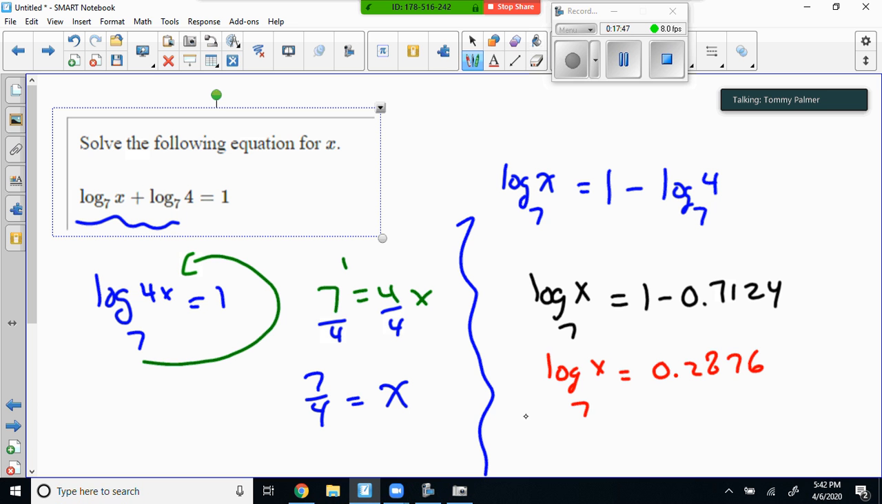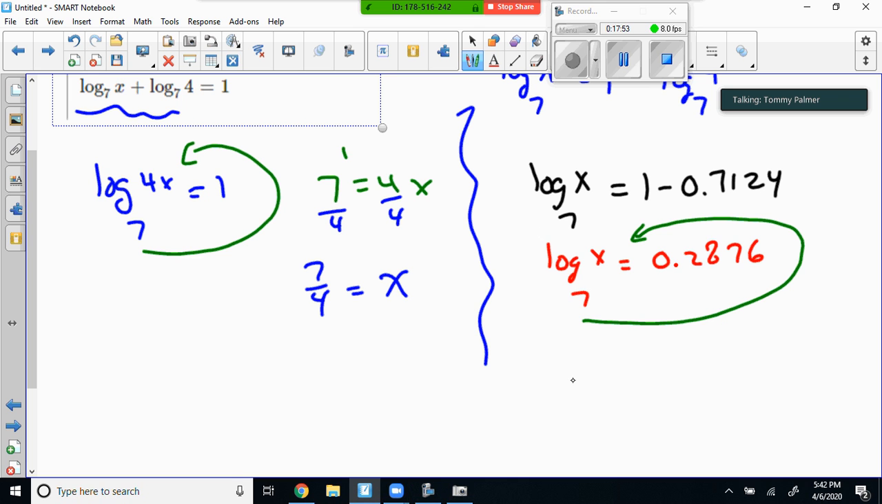And guys, if we've done this right, and I think we have, we should be able to do this and get 7 to the 0.2876 is equal to x. So 7 raised to that, guys, guess what that equals? 1.75 is equal to x. 7/4 last time I checked was 1.75, right?